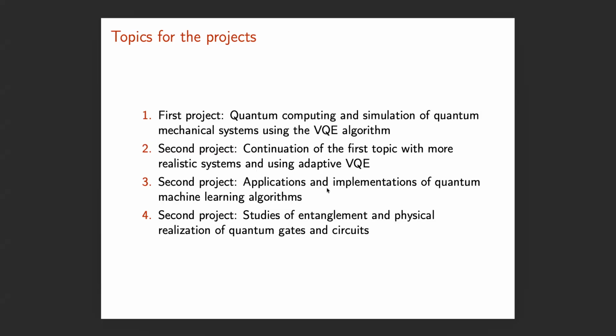So we have a whole series of topics here, and the applications and implementations of quantum machine learning algorithms is a hot topic. Studies of entanglement and physical realizations of quantum gates and circuits. Entanglement plays a central role in quantum mechanical problems. I should say that there is a model here which has been very much studied, which some of you have encountered in many-body physics, which is called the Lipkin model. And the Lipkin model has been used as a prototype for studying entanglement in many-body systems. And that's something which you can use as a starting model there.